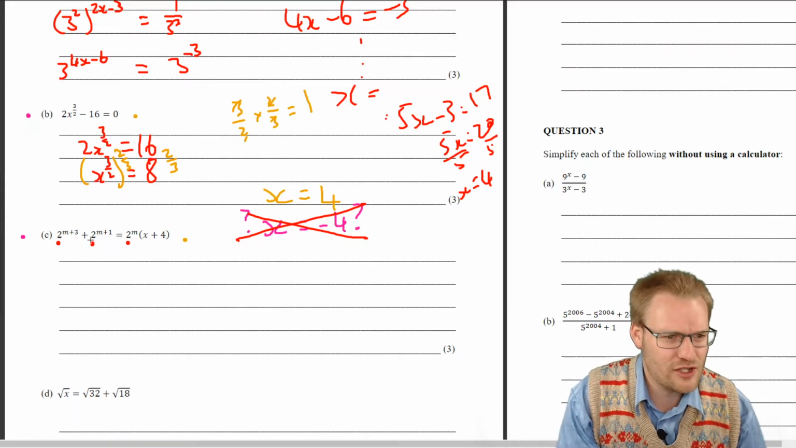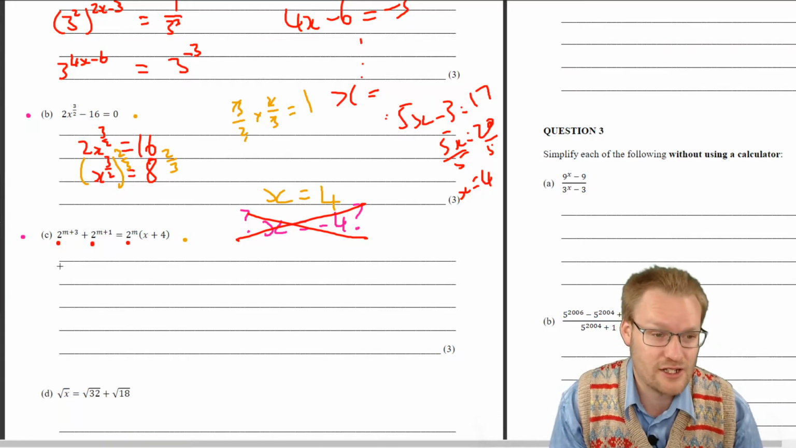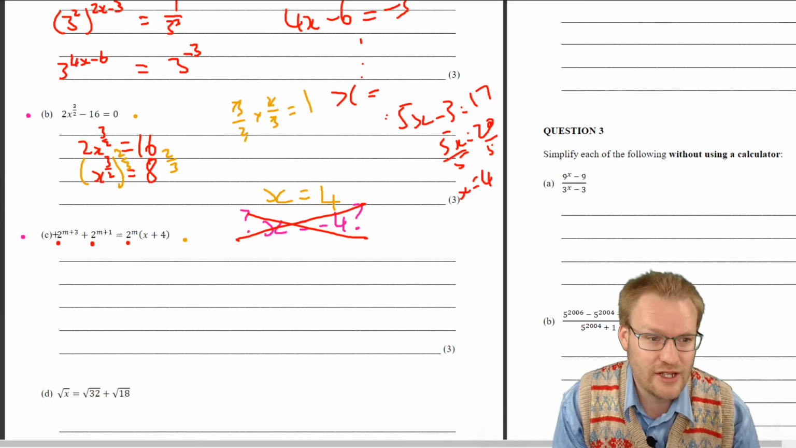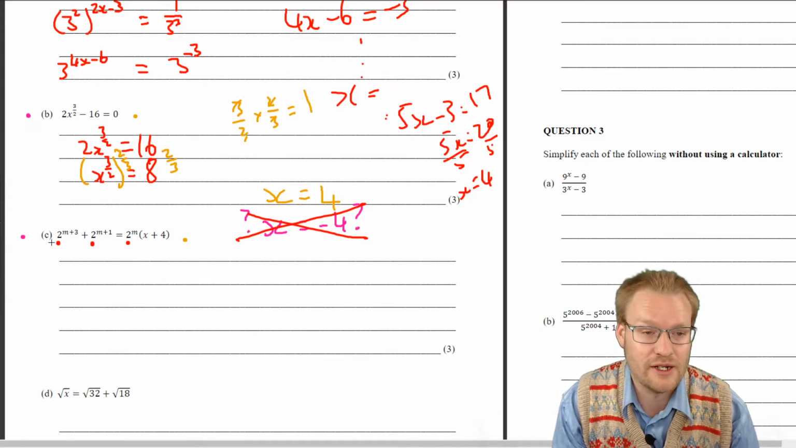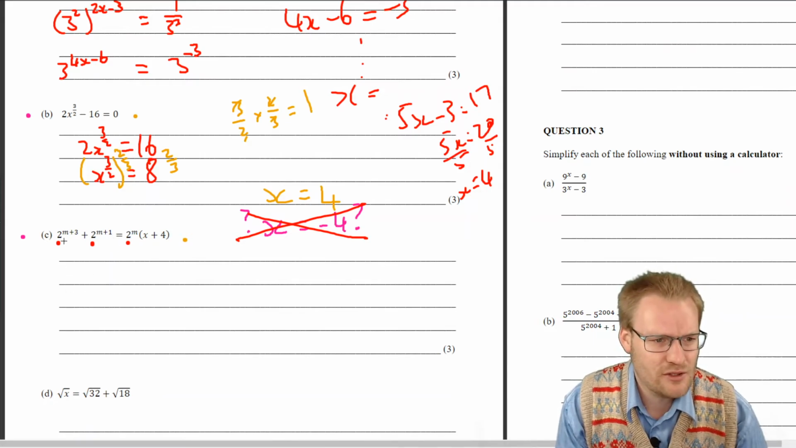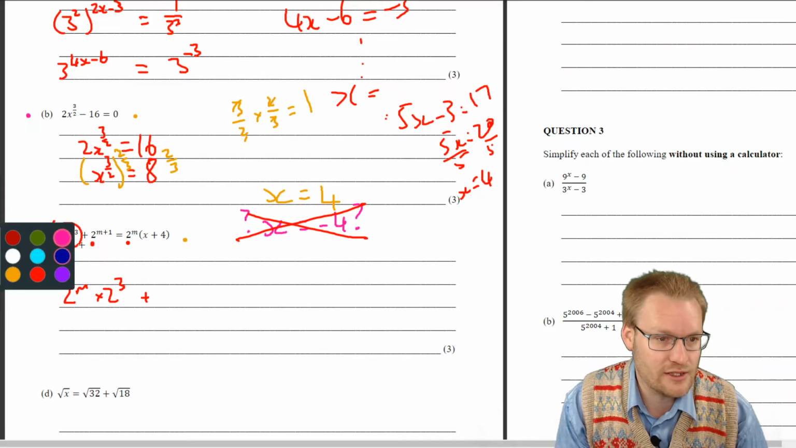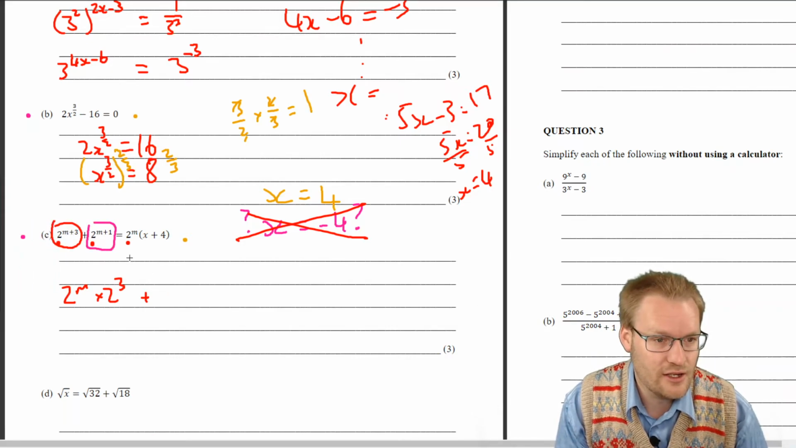So the strategy there was what we called split and factorize. So we said, well, let's see if we can factorize. If we can get a 2 to the m out on this side, well, that would be nice, because then 2 to the m equals, and we could cancel those 2 to the m's. So we've got 2 to the m times 2 to the 3, that's the split part, plus 2 to the m times 2 to the 1, and the rest of the equation stands, 2 to the m x plus 4.